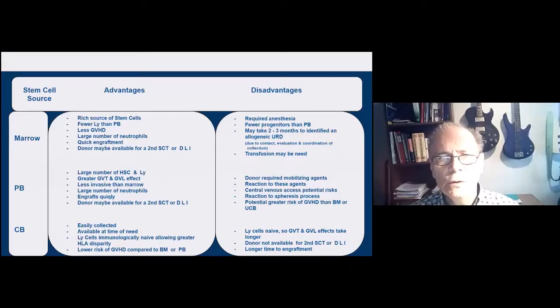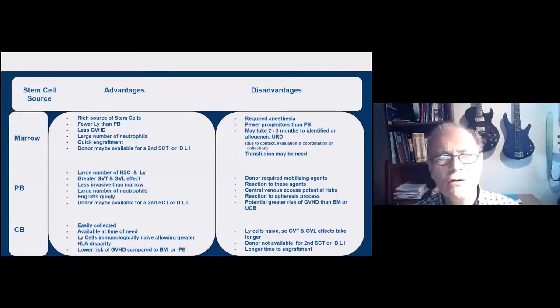Here you have more advantages and disadvantages of the three sources. For example, in cord blood, the disadvantage is a longer time to engraftment, according to the count of nuclear cells and CD34. For instance, the cord blood banks need to have very good samples at the moment of the collection. In the case of peripheral blood, it's very important to know that the risk of graft versus host disease is the main problem because of the number of nuclear cells.